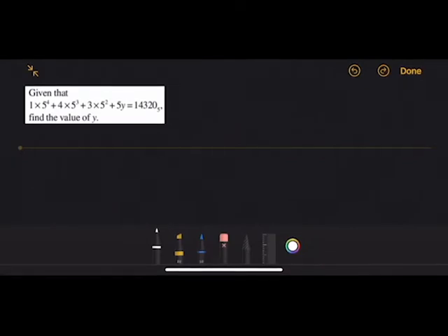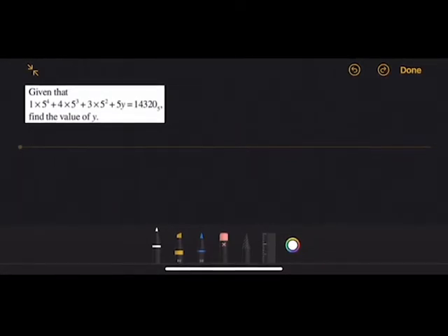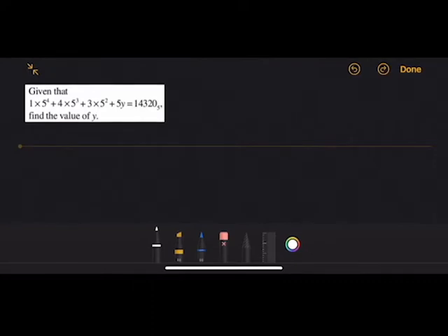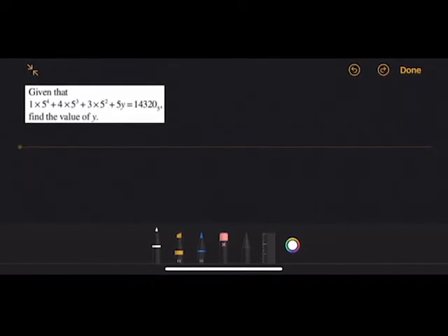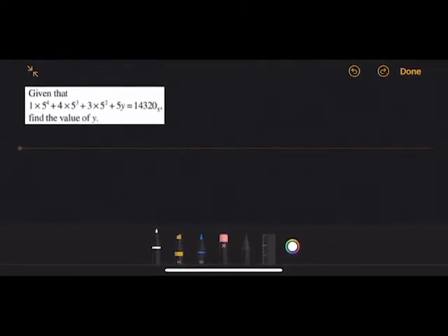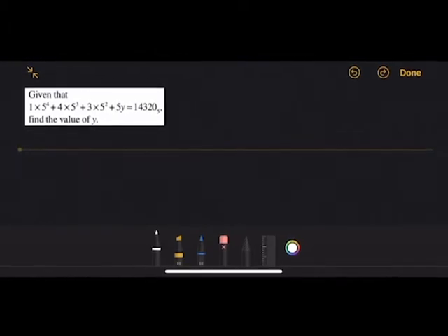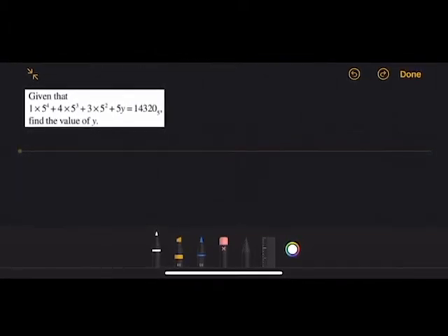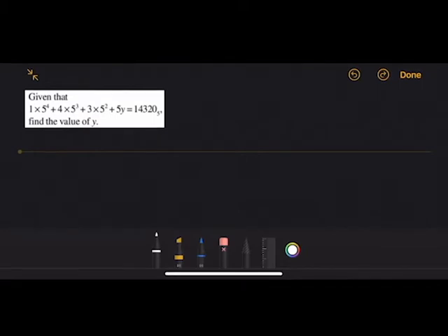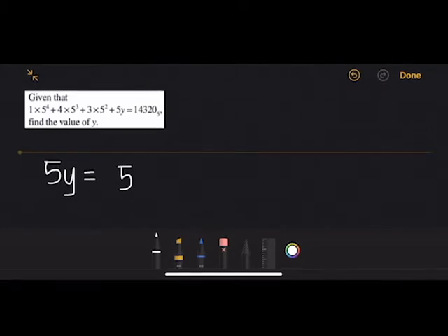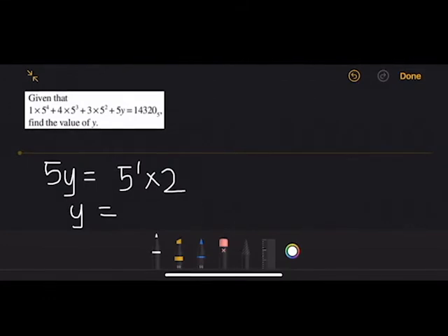And the third question here gives us this equation and wants us to find y. So we can see that they already listed out 5 to the power 4, we have 1, 5 to the power 3, we have 4, 5 to the power 2, we have 3, and we have the last thing, 5y will be equal to 5 to the power of 1 times 2 because we have 20 at the back there. So y will be 2.